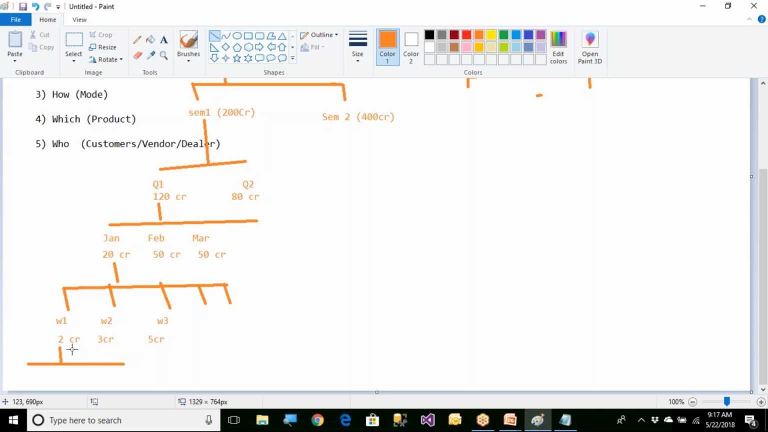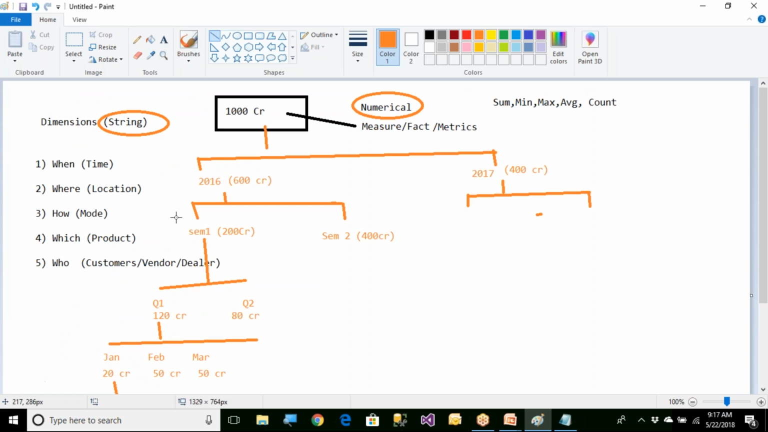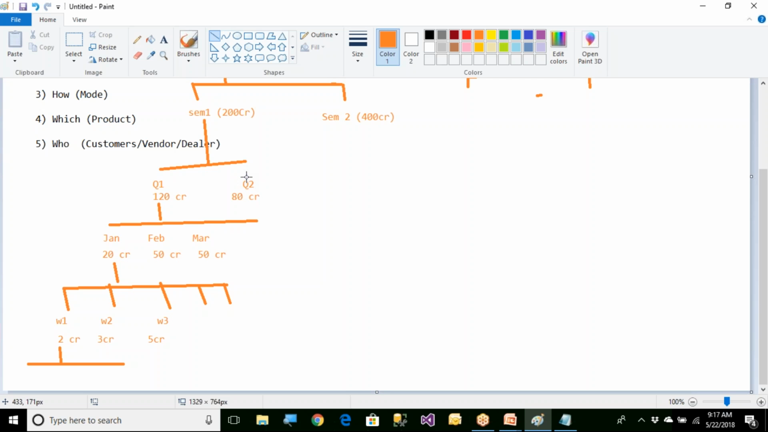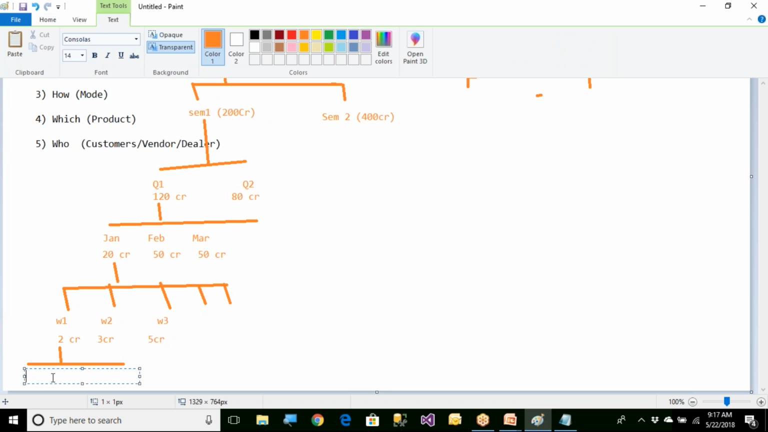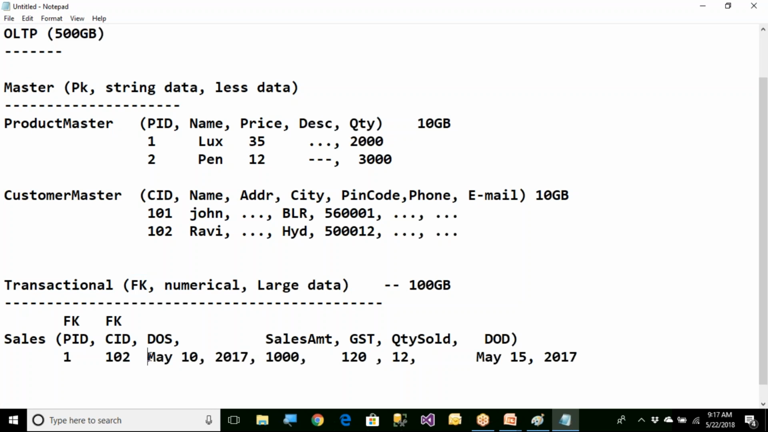So we are talking about the data: the year level data is this much, and the lowest level data is day level data. Every time, the sales is happening at day level, because whenever the sales is happening, we are storing only the date, right?